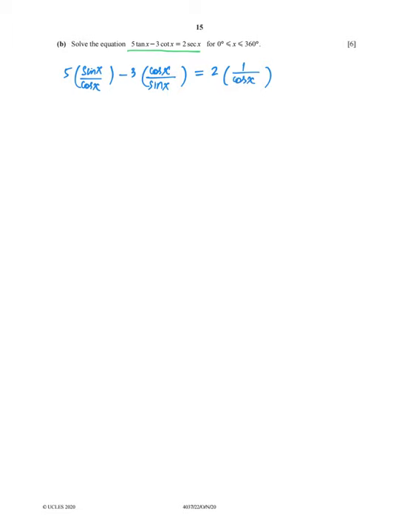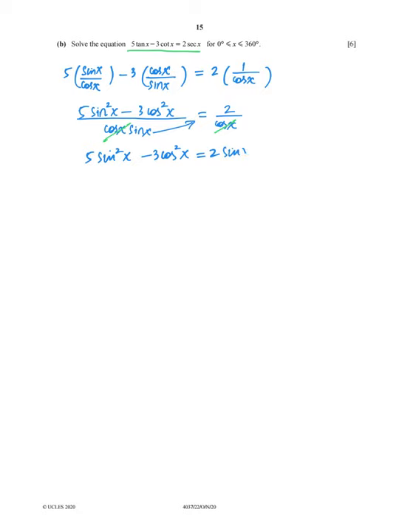Alright, and now I will do the simplification. So on the left side, I will take the LCM, and that is cos x and sine x. So it will be 5 sine square x minus 3 cos square x equals 2 divided by cos x, right? So this cos x and cos x cancel. So in the numerator, it will be 5 sine square x minus 3 cos square x equals 2, and this sine x, when you shift it to the right side, it will be multiplied.